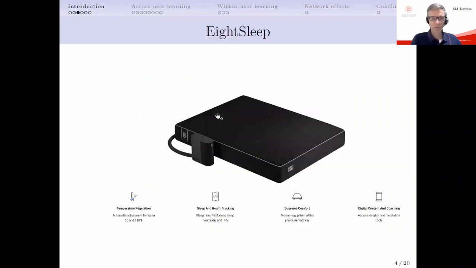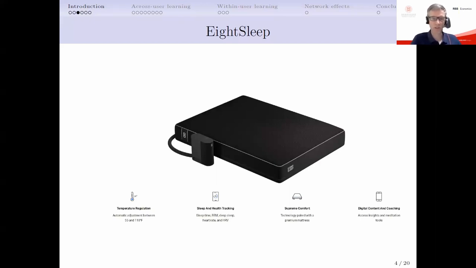An example of more within-user learning is another smart connected device, a bed, which is just a mundane product showing how data-enabled learning can come in. This 8-sleep bed, which is available in the US, unfortunately not in Singapore yet, automatically adjusts the temperature throughout the night. It learns the right temperature, and the right temperature changes throughout the night, to give you your optimal sleep.